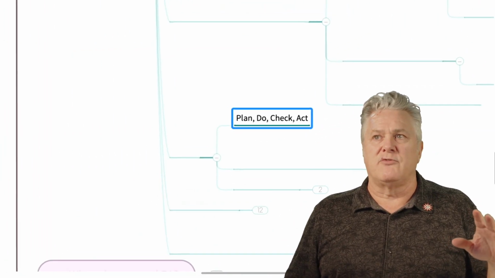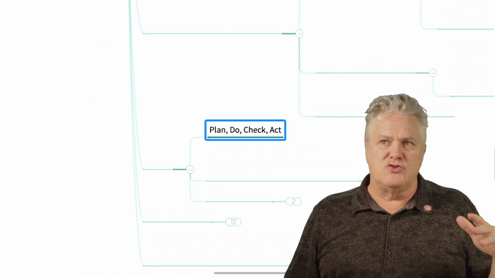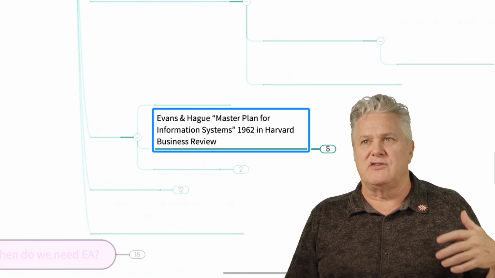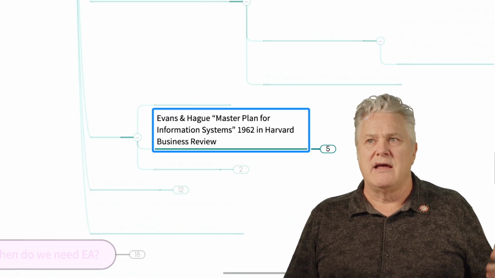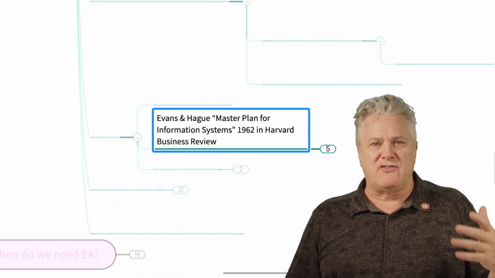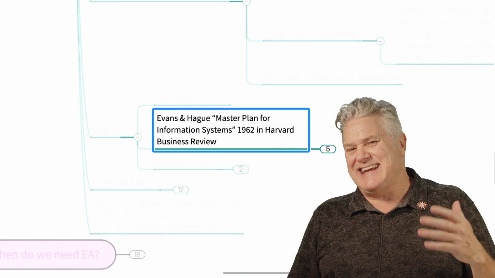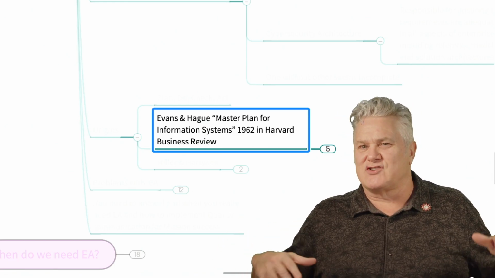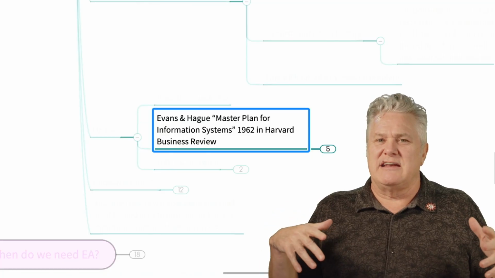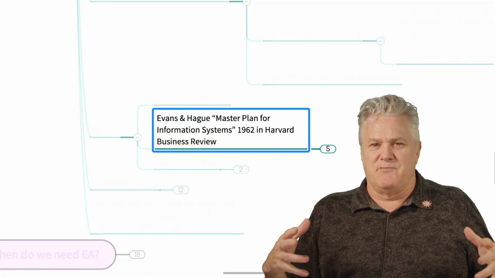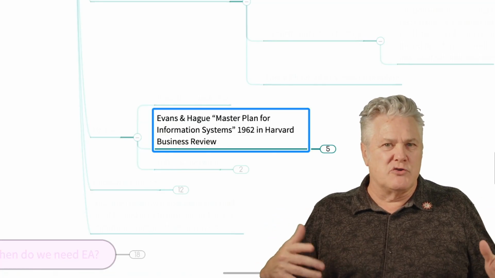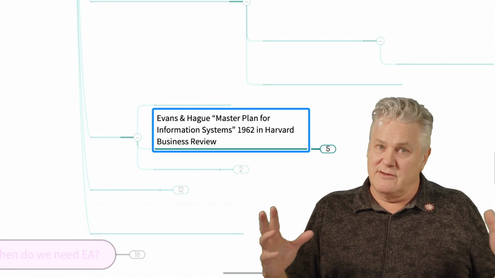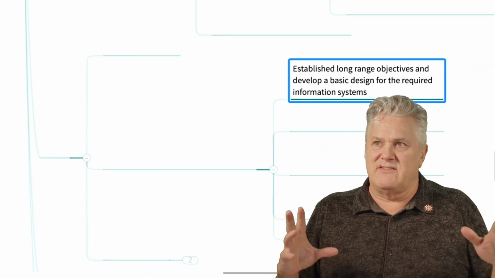Now, all of this comes from something called Plan, Do, Check, Act. If you really look at it and scrape away, you'll hear these two people called Evans and Haig, and they had a master plan for information systems. Now, think about it. In 1962, we had mainframes at that point. We didn't have anything else. Your terminal, if you were lucky in 1962, was not in the server room because it was boiling hot or freezing cold in there. But this is a long time ago that they had these mainframes out there.